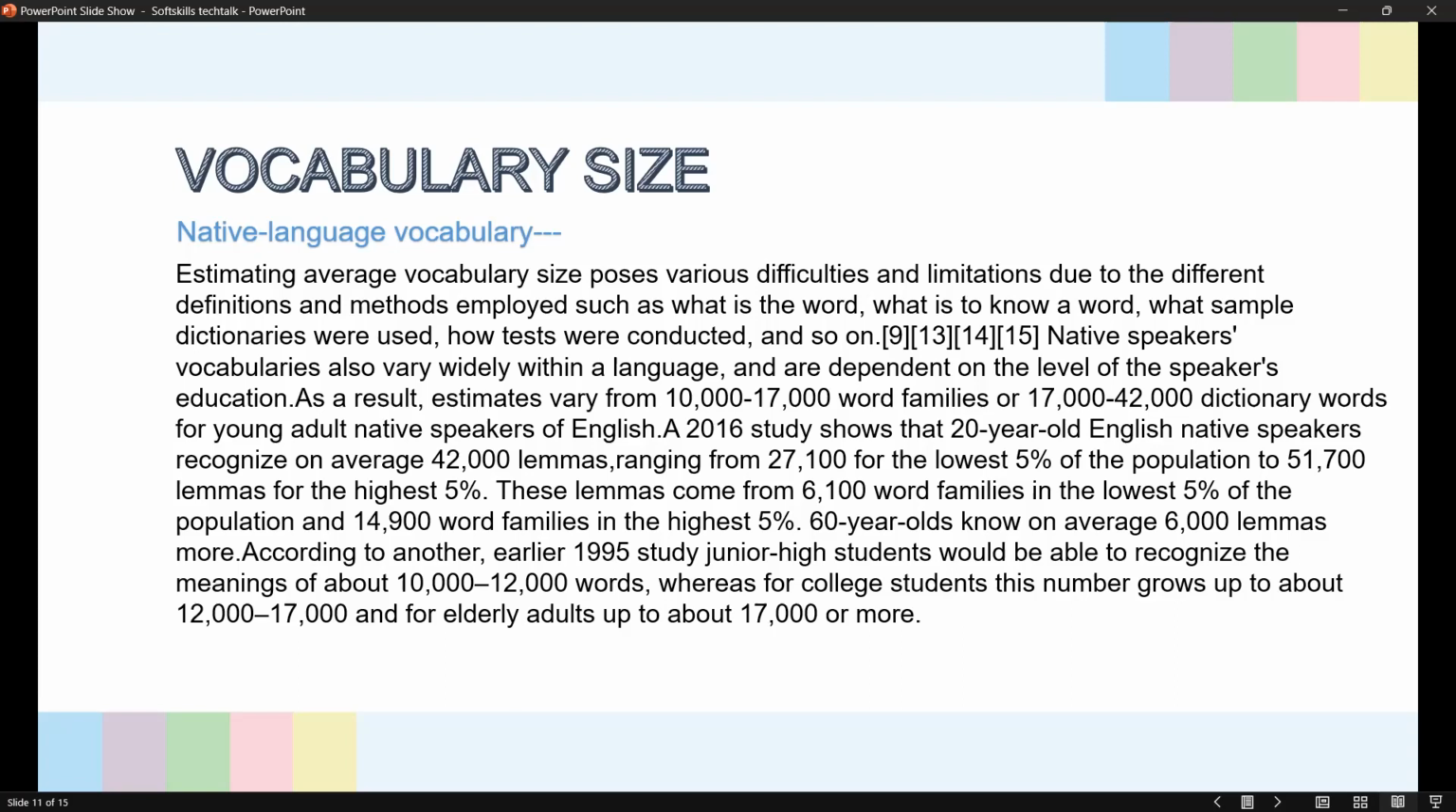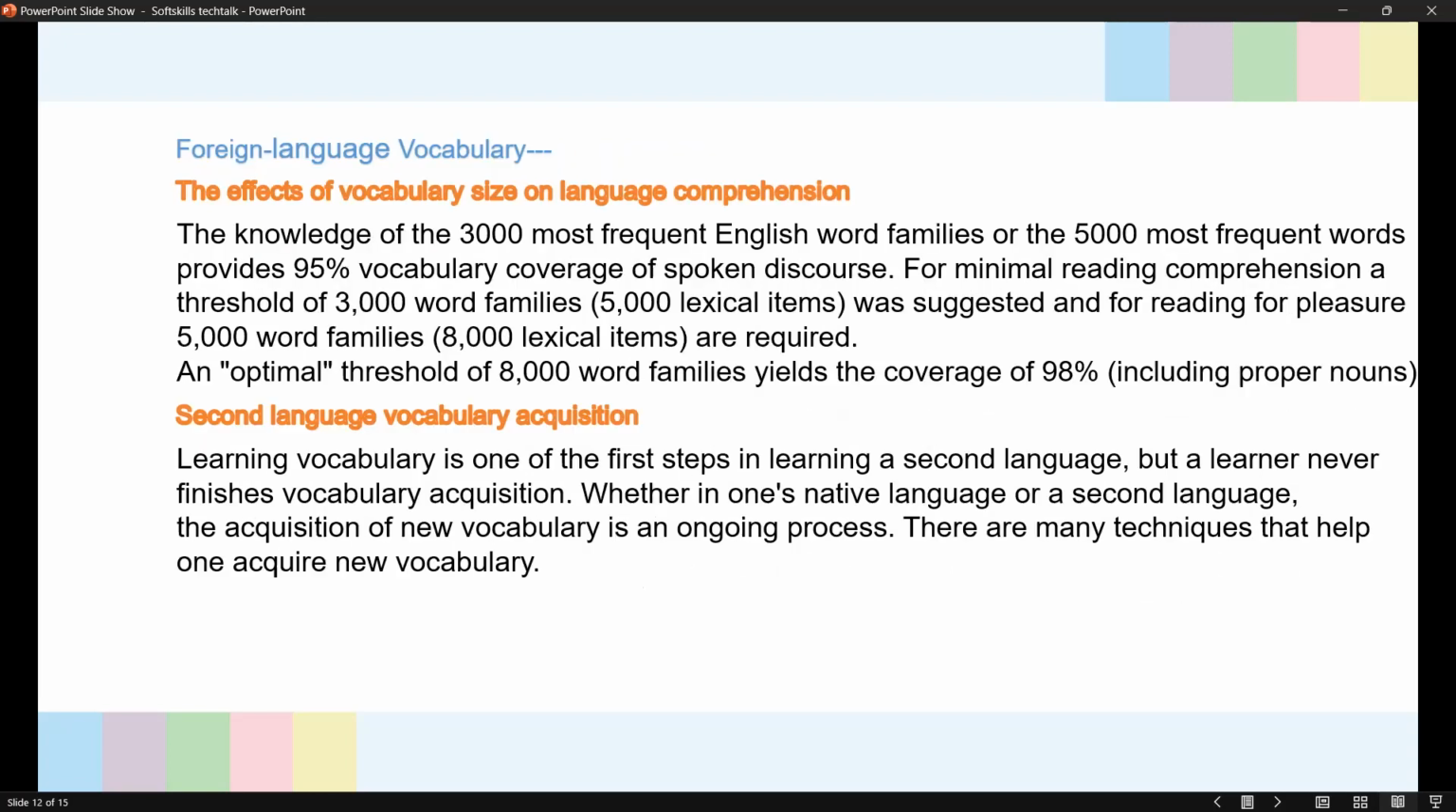According to another earlier 1995 study, junior high students would be able to recognize the meanings of about 10,000 to 12,000 words, whereas for college students, this number grows up to about 12,000 to 17,000, and for elderly adults, up to 17,000 or more.